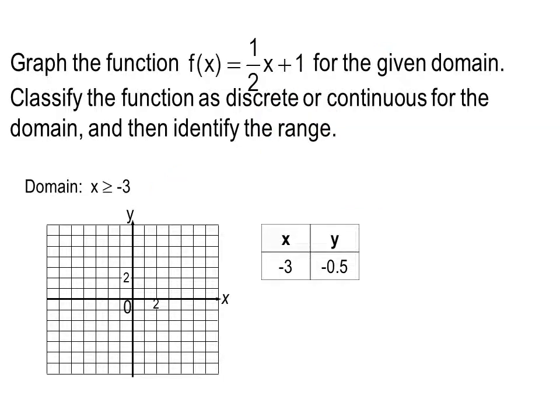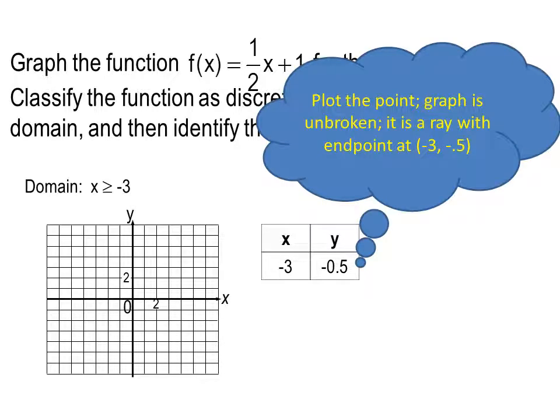So I take the domain and substitute it into my function rule. I will plot the point and create an array with the endpoint at -3, -0.5. I will use my function rule to figure out the direction in which this line will extend.